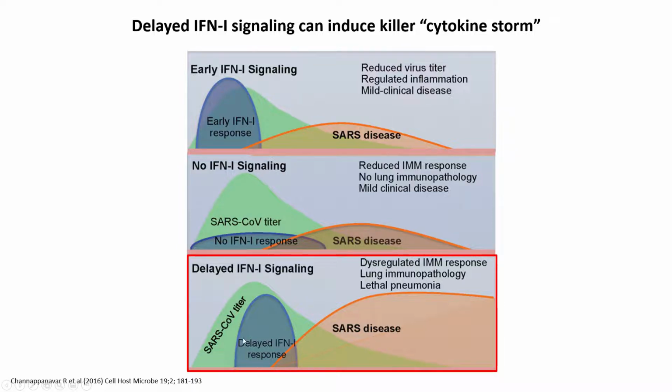On the other hand, what happens in delayed IFN signaling is that the SARS-CoV-2 titer goes very, very high, and when you have a delayed IFN response, it actually shows a dysregulated response, lung immunopathology, and lethal pneumonia. This is basically the cytokine storm, which is often lethal. So think about that. Early IFN, interferon, great. If you do not have an IFN, you can still probably survive, but delayed IFN could sometimes be lethal.